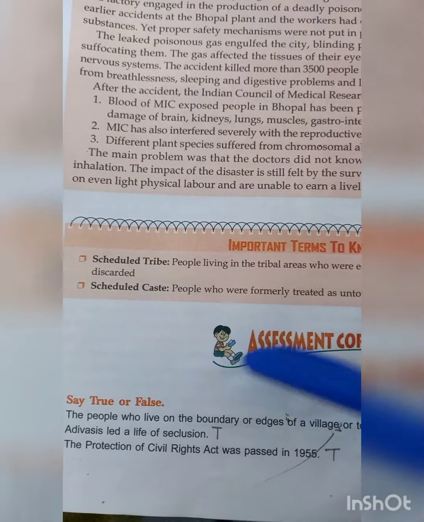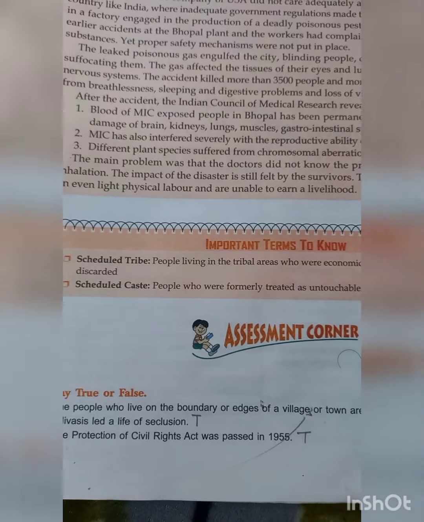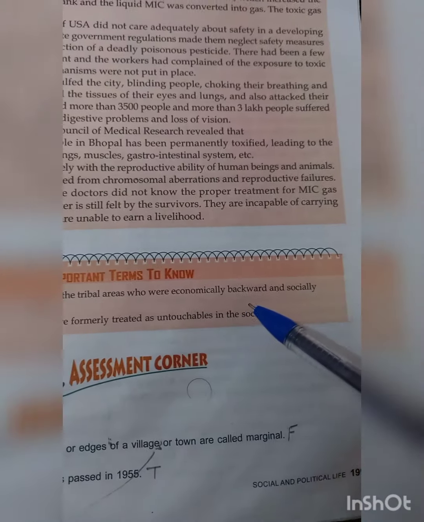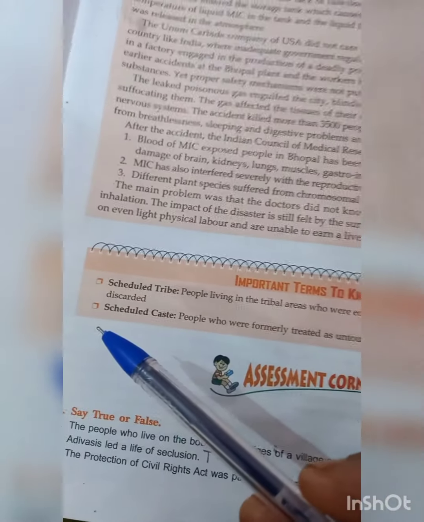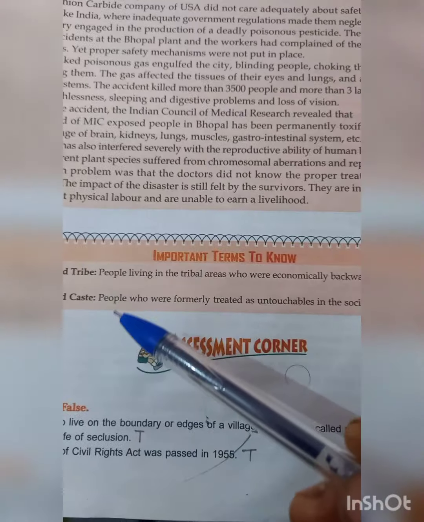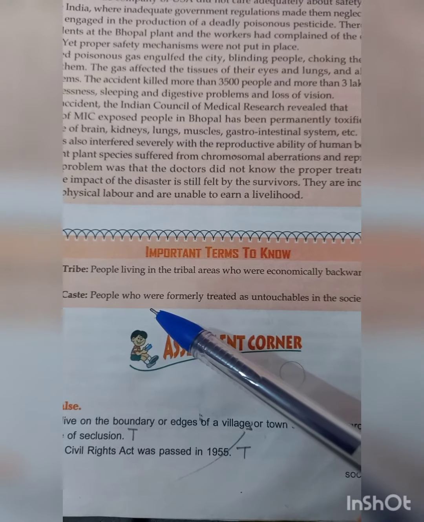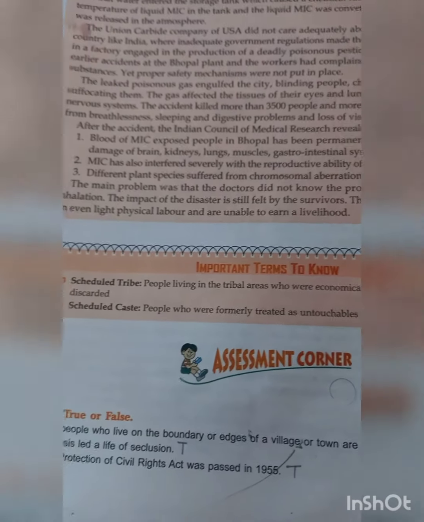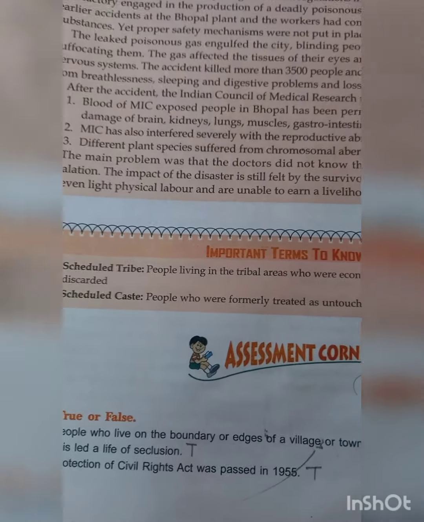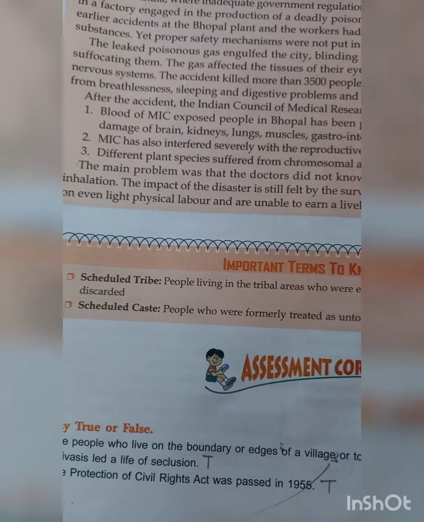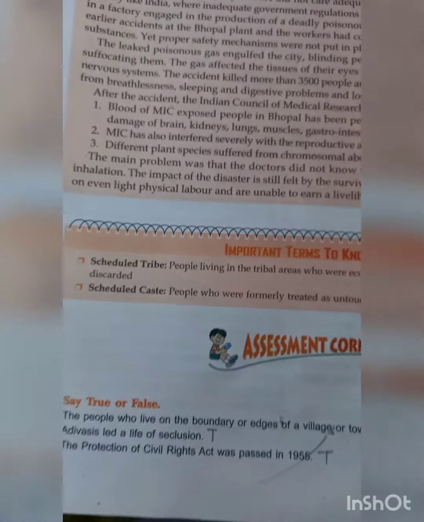The first term is scheduled tribe. Scheduled tribe means people living in tribal areas who were economically backward and socially discarded are known as scheduled tribe. And scheduled caste means people who were formerly treated as untouchable in the society are known as scheduled caste. And these two in short we say SC ST.